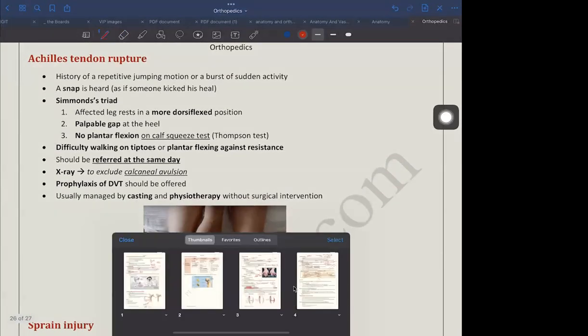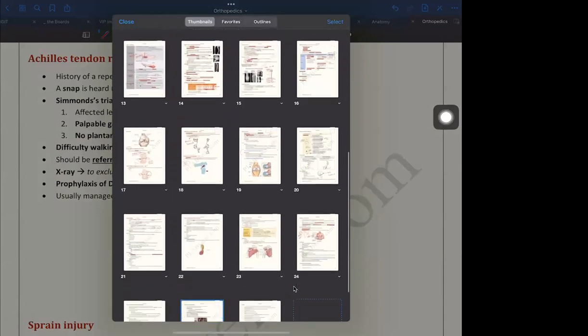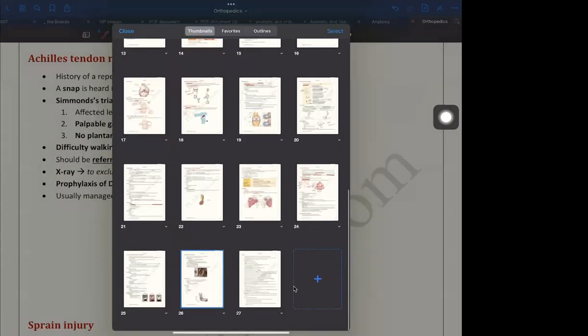I'm sorry, guys, it's a very, very long session, but we are on the last page.